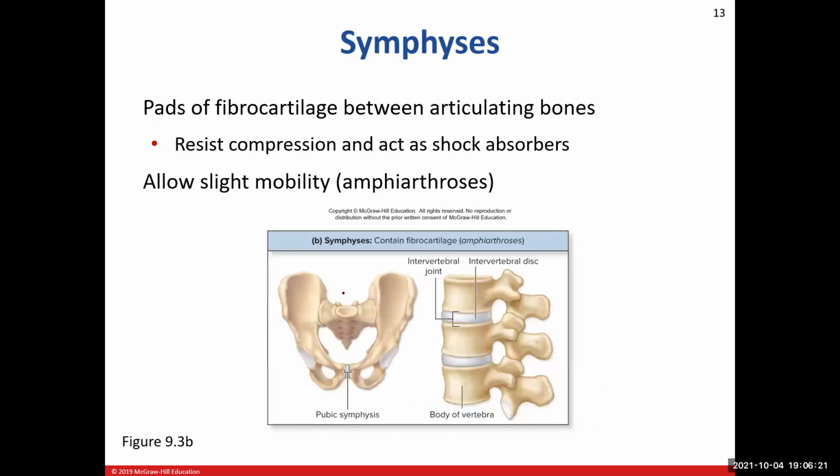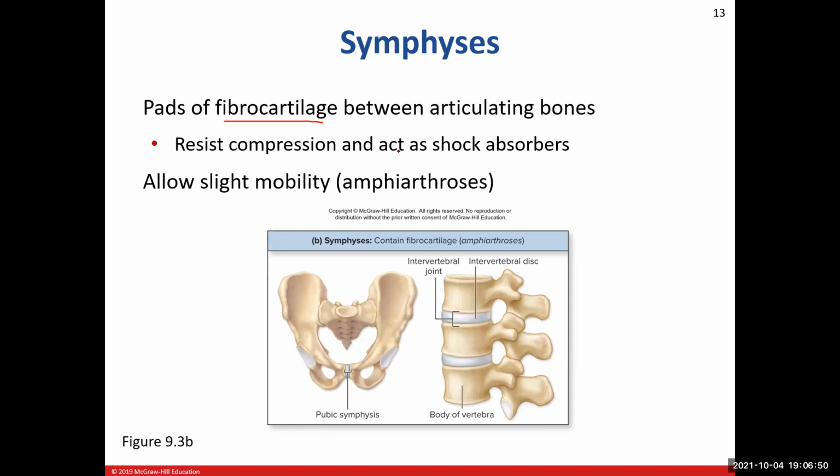And then our other type of joint is the symphyses. We've seen this because we just got done with the axial skeleton, and we're going to get into more detail in the appendicular skeleton. With the symphyses, we're talking about fibrocartilage. We know its role there is to act as a shock absorber and resist compression. So we see this in the intervertebral discs in your spine and in the pubic symphysis between the two os coxa of your hip.